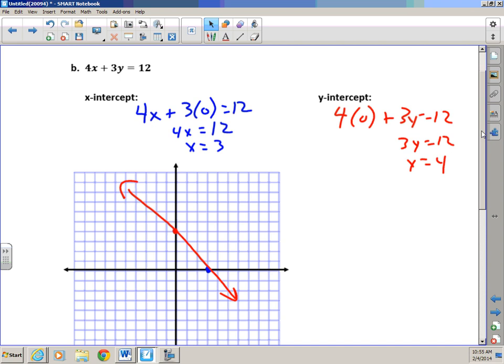So what we covered today was how to graph lines by using the slope and the y-intercept when it's in slope-intercept form, or finding the x and the y-intercept when it's in standard form.